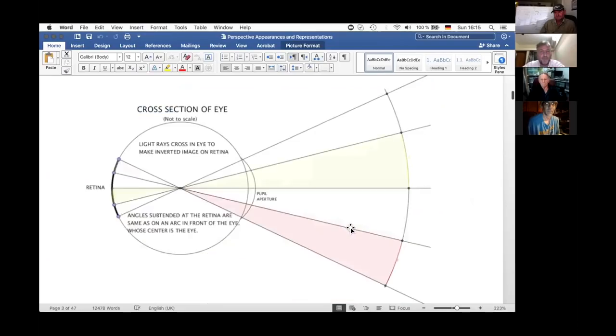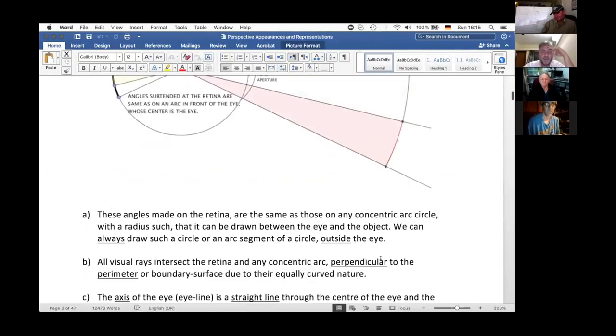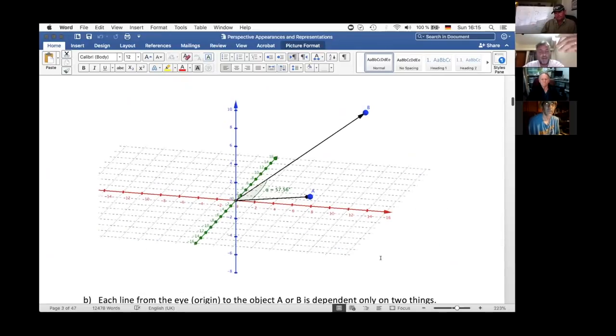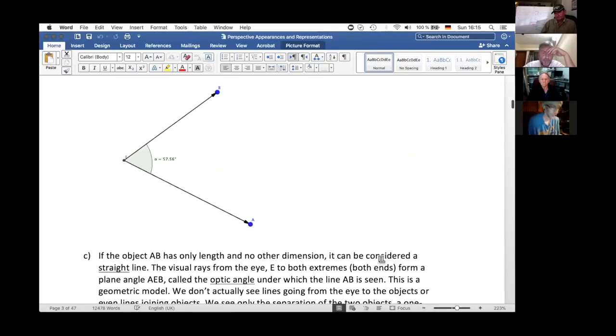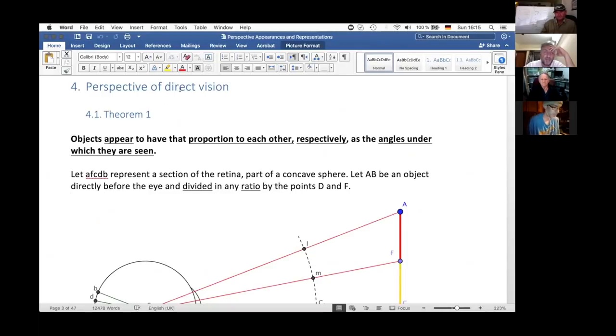I think the eye works, and it's correct to use the circular arc, because our eye is globular and the back of the retina is a curved surface, so that what's happening at the back of my eye and my retina can be represented by an arc in front of my eye, which is why I've set up these geometric diagrams that way. There are basically only two theorems that you need to know to understand direct vision.